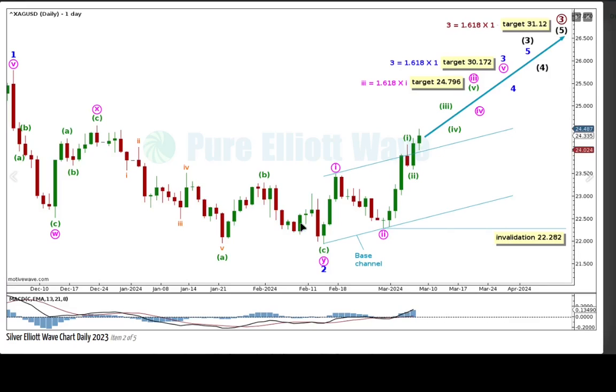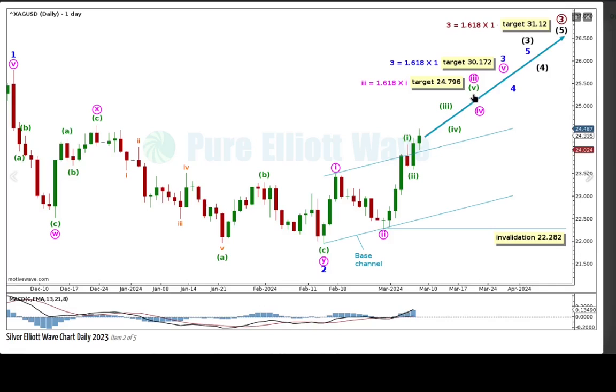A base channel is drawn around the minute degree movements from the beginning of minute wave 1 to the end of minute wave 2, with a parallel copy on the end of minute wave 1. Price has broken above this for the end of minuette wave 1, come back for minuette wave 2, and now moves away for minuette wave 3.